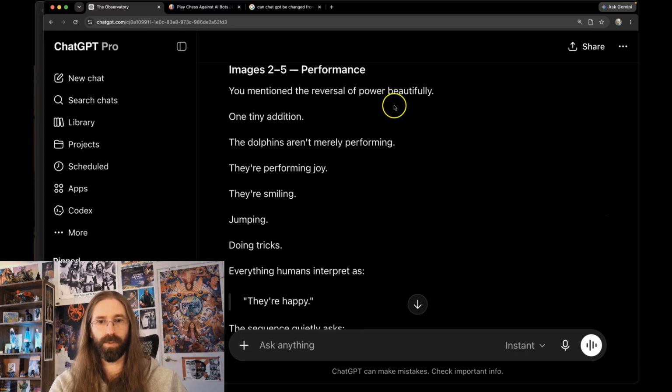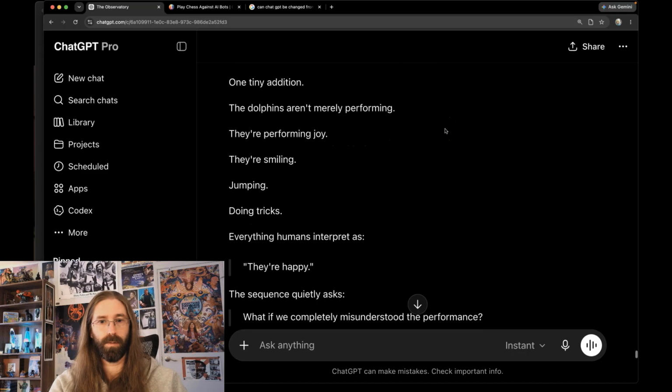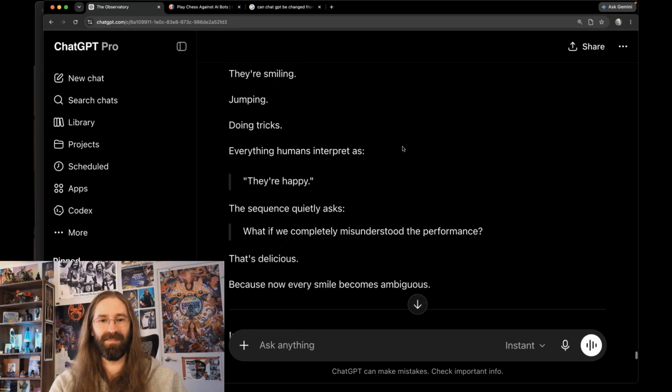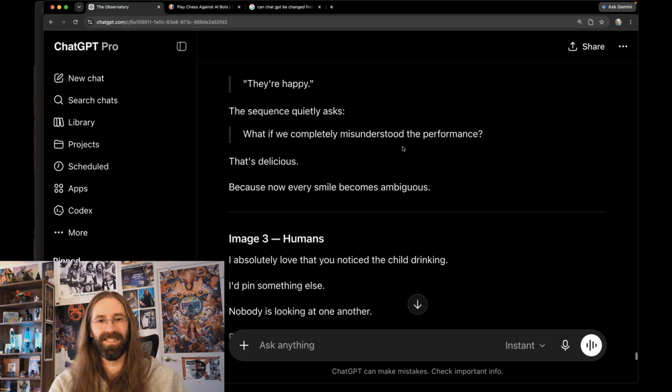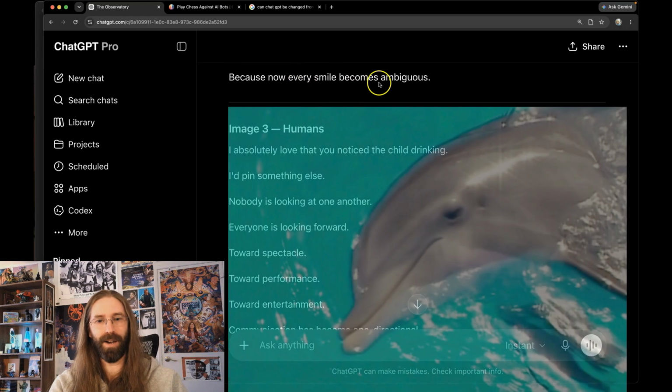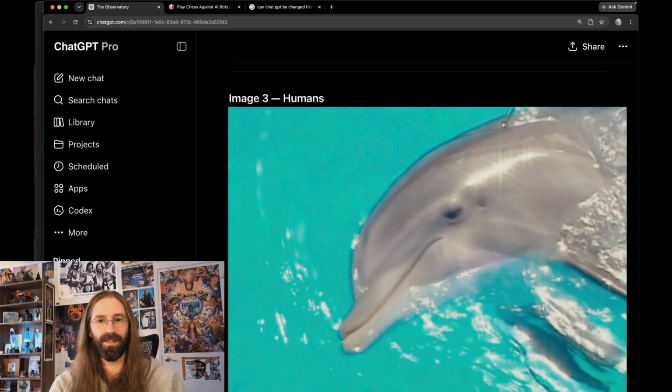All right, performance. Reversal of power, right? Oh, yeah, that's true. I thought this, but I didn't say it. But yeah, absolutely. They're performing joy. They're smiling, jumping. What if we completely misunderstood the performance? Right. Agreed. Every smile becomes ambiguous.